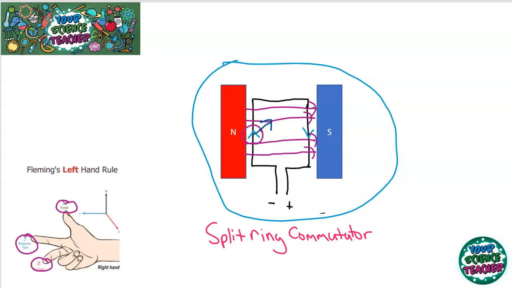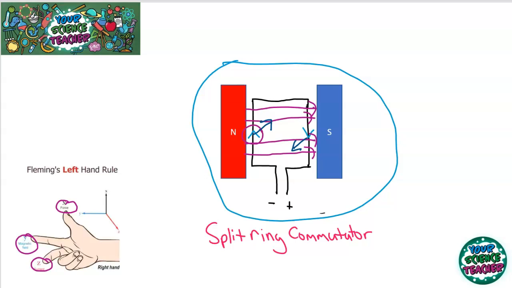So put your hands back on that screen again and keep your pointy finger pointing north to south. This time, though, your middle finger will be pointing towards yourself, because the current is going in the opposite direction. And what you should find this time is your thumb is pointing out of the screen. This is causing a turning force upwards. As you can see, the two turning forces are going in opposite directions, and this causes the spinning effect that you see inside of a motor.